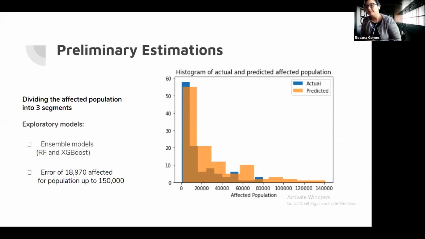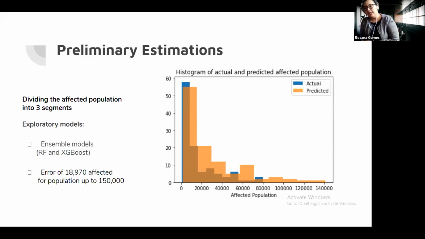And here I'm going to present just the preliminary results for the best performing model, which actually came from these exploratory models. The model used was ensemble models, which is a technique that basically combines several models. In this case, we used the random forest and extreme gradient boosting. These models are known for outperforming other machine learning models and are famous for winning Kaggle competitions.